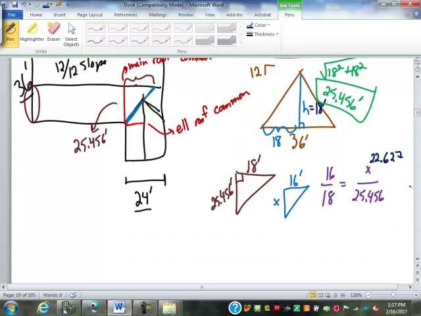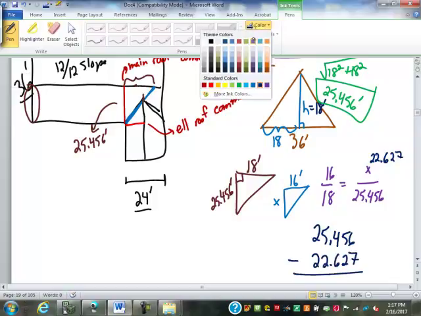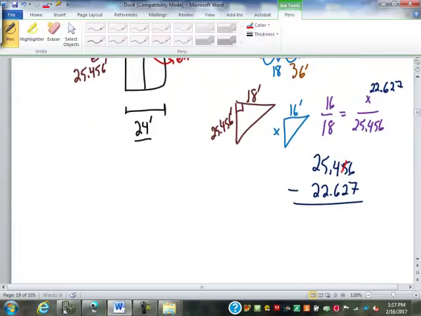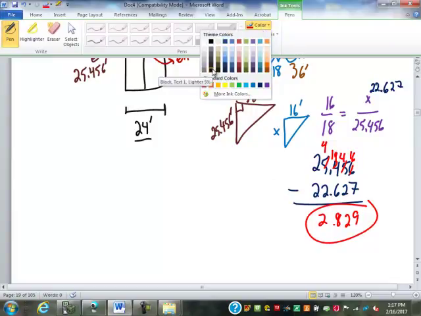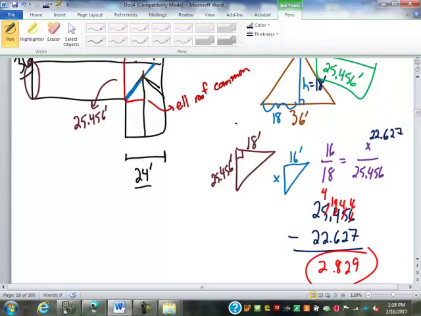So my decrease, 25.456 minus 22.627. I'll borrow here. This will be 4 and 16. So this is a 9, a 2, 4 and 14, 8 and 2, 2.829. Thank you, sir. So 2.829. Any questions? Now let's do it from the L roof side. Make sure we come up with the same answer.